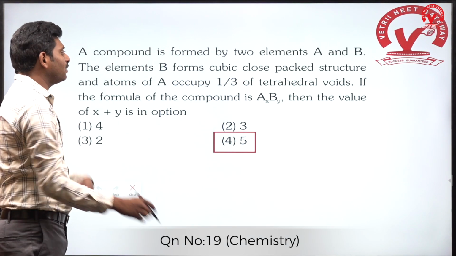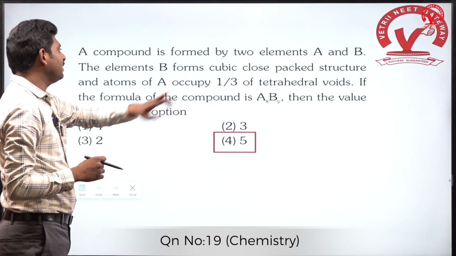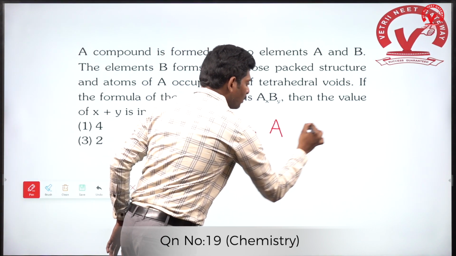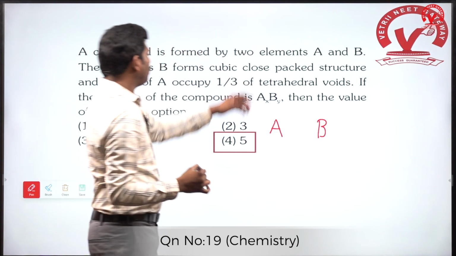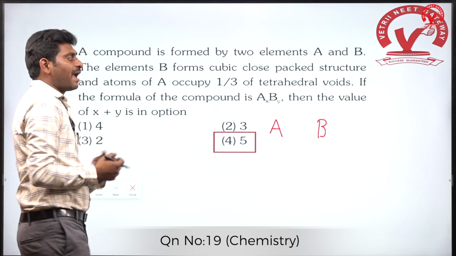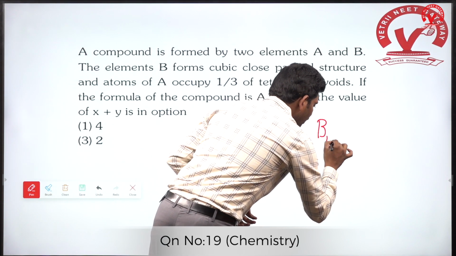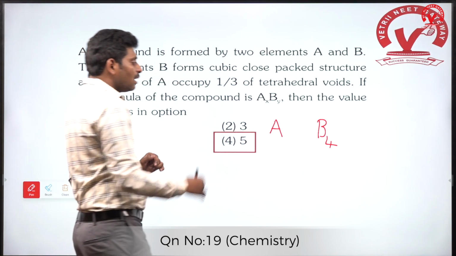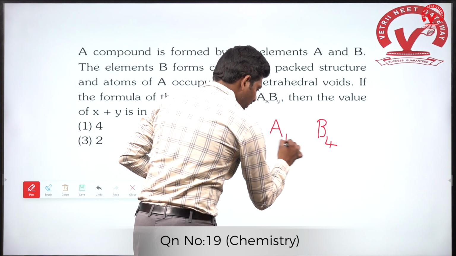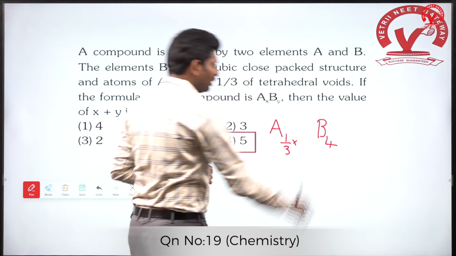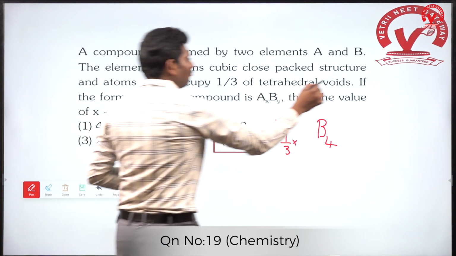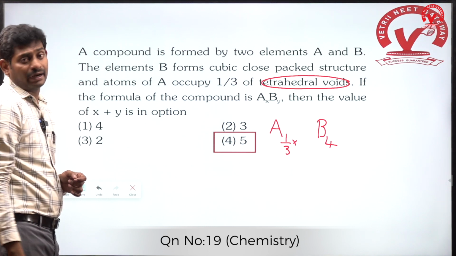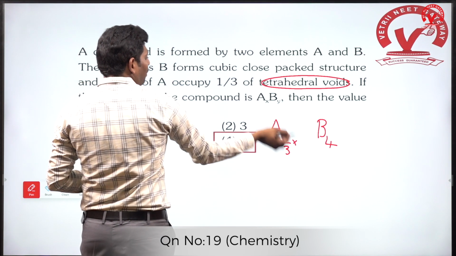A compound is formed by the two elements A and B. The element B forms a cubic close packed structure. So the number of atoms is 4. Then atoms of A occupy 1/3 of the tetrahedral voids. So first you can write 1/3 tetrahedral voids.